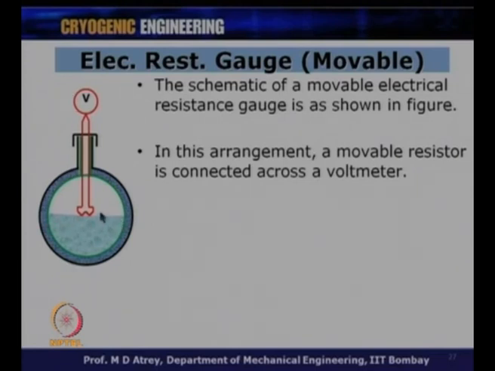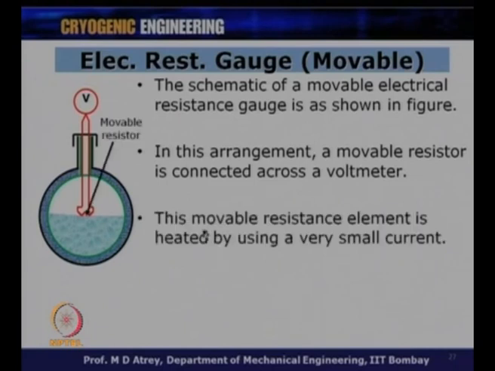Again, you have a liquid level at this point, and you have boil-off gas in this region. So, you can push this sensor down, and we can see what happens at the interface when the sensor enters from the gaseous region into the liquid region. The movable sensor element is heated by using a very small current. So, what I do is just heat it a little before I want to measure the level. Therefore, the temperature of the sensor increases because it gets heated by the I squared R value. And now there is heat transfer from this heated resistor to the gas or to the liquid, depending on where it is.